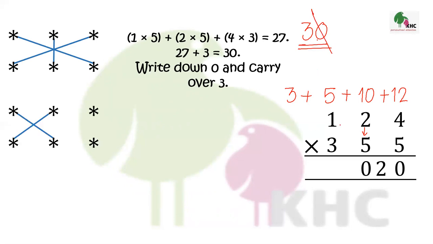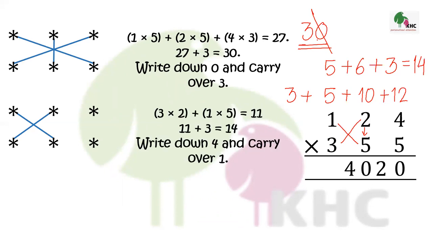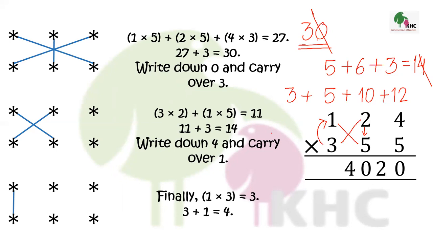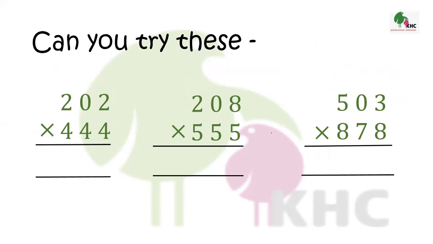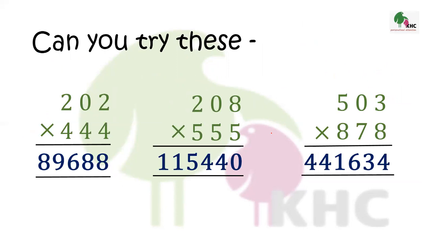Next you have to vertically multiply the tens digit with the hundreds digit. 5 times 1 is 5. 3 times 2 is 6. Plus the carrying 3. 5 plus 6 is 11, 12, 13 and 14. So the next answer is 14. We write down 4 and we carry 1. Finally, 3 times 1 is 3. But since we are carrying 1, we write down 4. Therefore, our multiplication is complete and the answer is 44,020. Using the same technique, solve these 3 questions and see if you can do it or not.